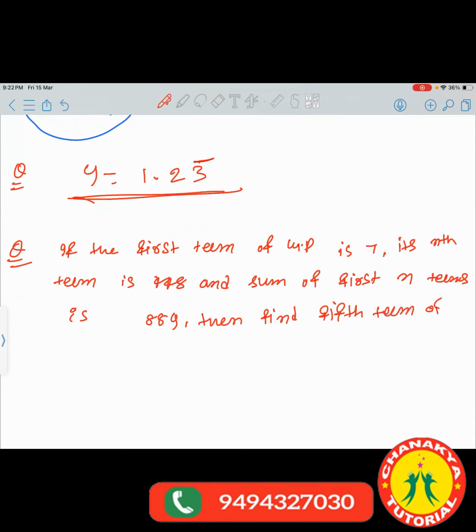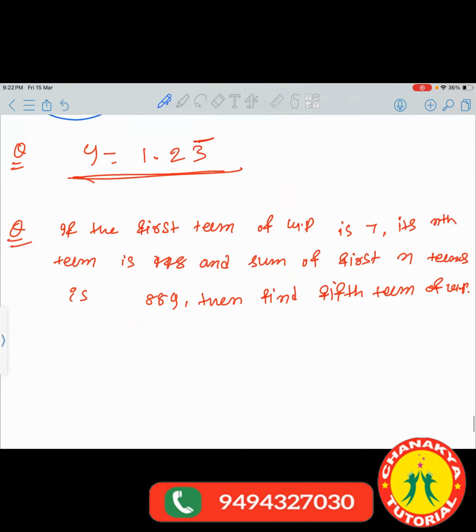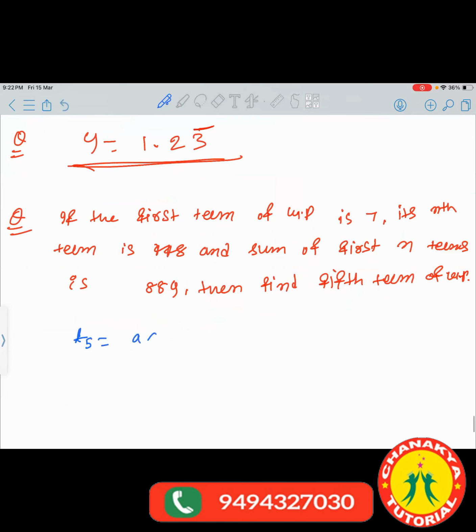You have to find the fifth term of the GP. The information given: the first term is 7, the nth term is 448, and the sum of the first n terms is 889. Write down whatever information you have, solve it, and find the value of r. We need to find r because we have to find t5. So t5 is a r power n minus 1, meaning a r power 4. a is given as 7, so 7 r power 4. So we need to find the r value, right?